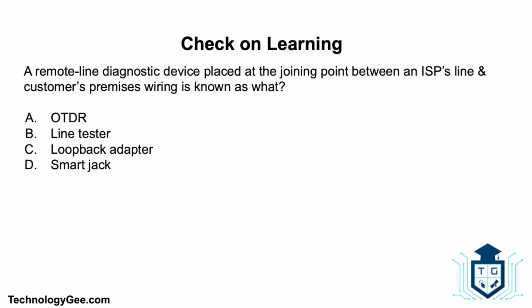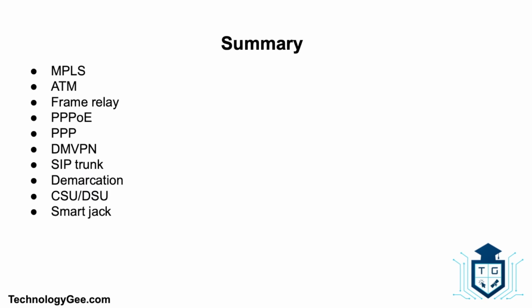Next question. A remote line diagnostic device placed at the joining point between an ISP's line and customer premises wiring is known as what? Is this an OTDR, a line tester, a loopback adapter, or a smart jack? And the correct answer is, this would be a smart jack, ladies and gentlemen.